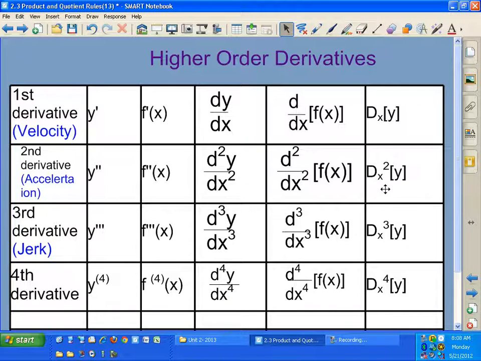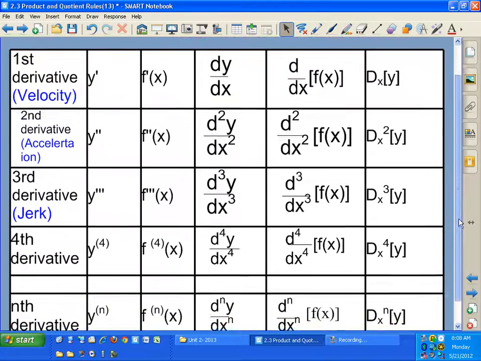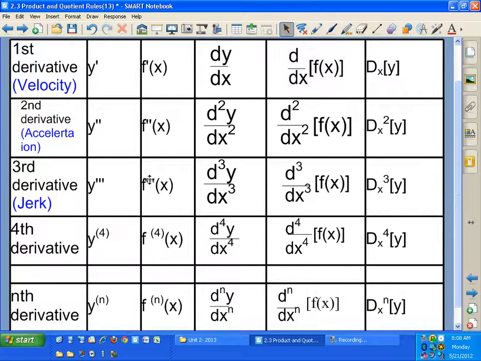You could take the nth derivative, but these are all the different notations for the different derivatives. Make sure you know these and get them down, because we will be using them. We'll be asking for the second and third derivative from time to time, and occasionally higher than that. This is just the different notation for each one of them.